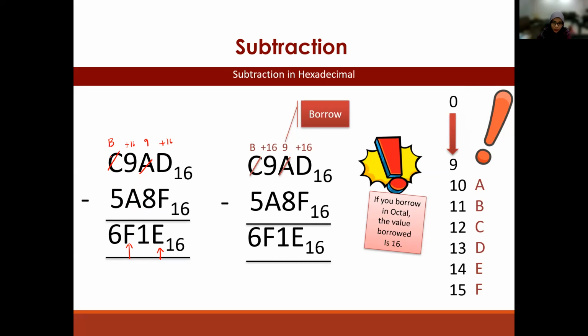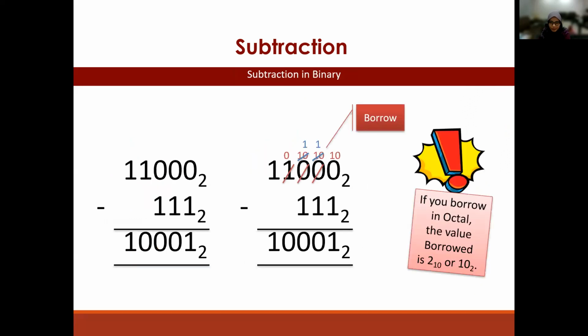Okay. B is equal to 11. 11 minus 5 means we get 6. We don't have to borrow anything. So the answer is 6F1E. Okay. This is how you get it for subtraction in hexadecimal.